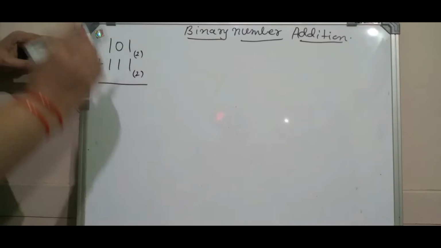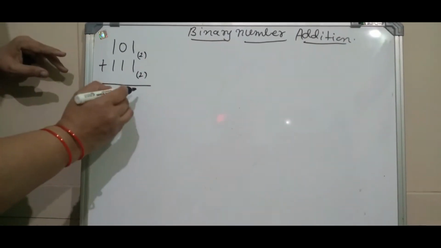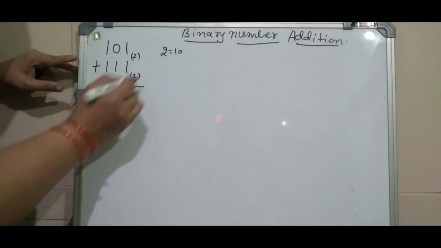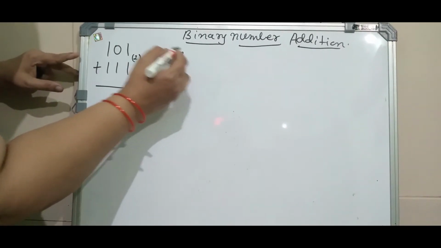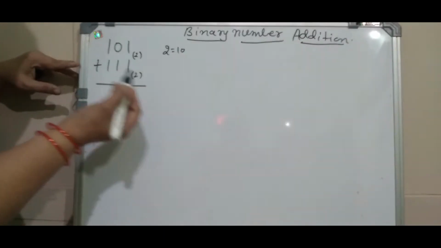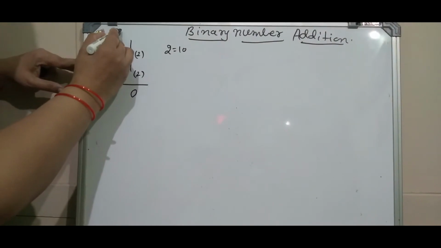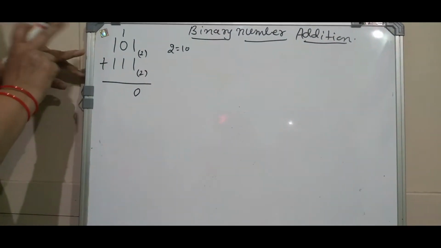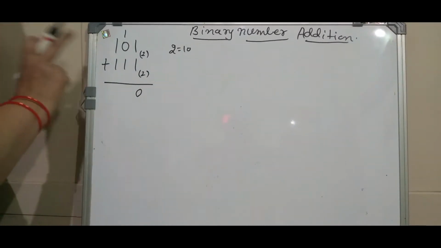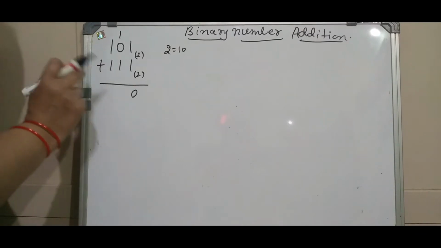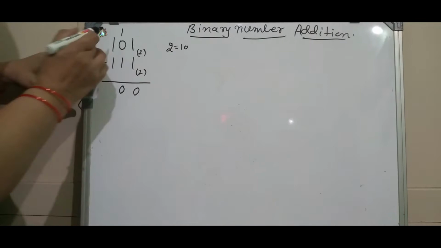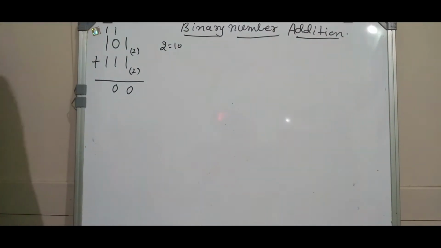1 plus 1 will be equal to 2. I told you in the binary system 2 will be equal to 10. So here 2 is equal to 10. We consider it as 1 0. So 0 we will write here and 1 we will carry over to the next column. Again 1 plus 0 is just like ordinary addition, 1 plus 0 is 1. Again 1 plus 1 will be 2. Again 2 is equal to 1 0. So 0 I am writing here and 1 is again carried over to the next column.